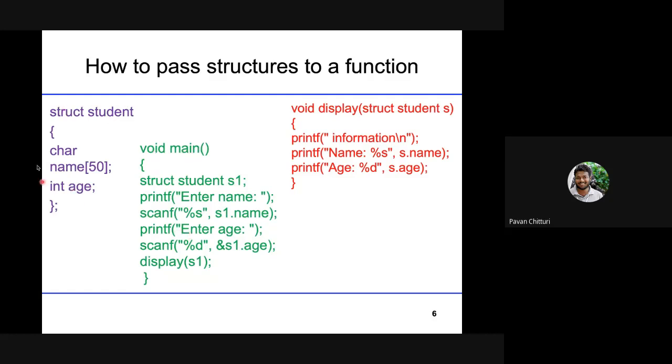Outside of main also we can declare. Which is nothing but this is global structure. Now this structure becomes global. You can declare a variable globally or you can declare a variable locally.